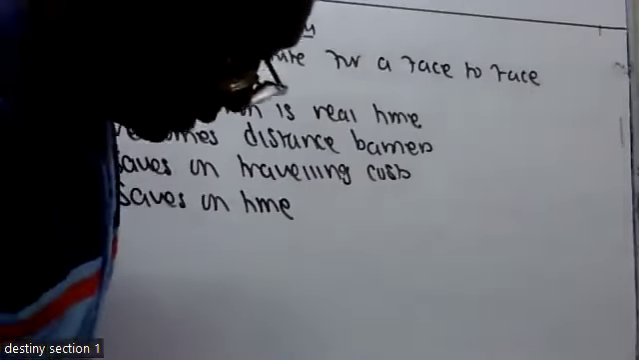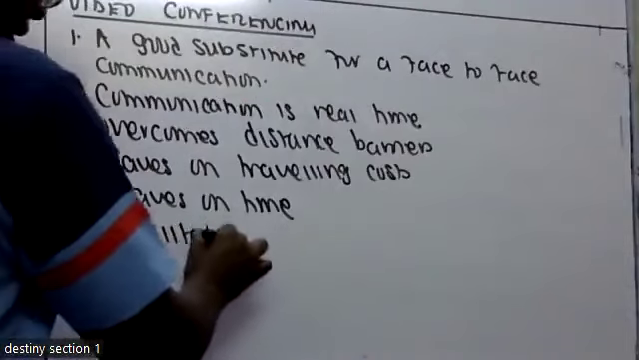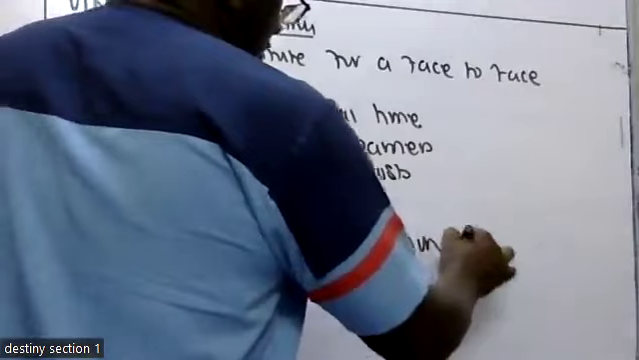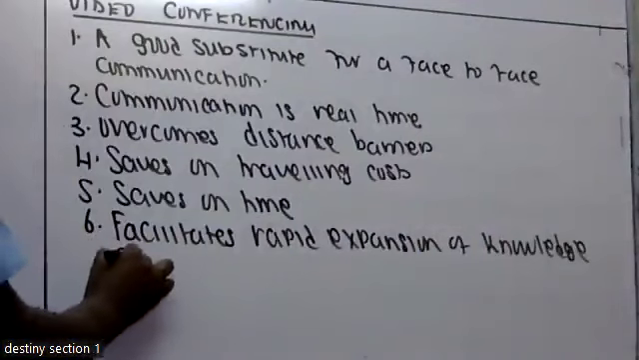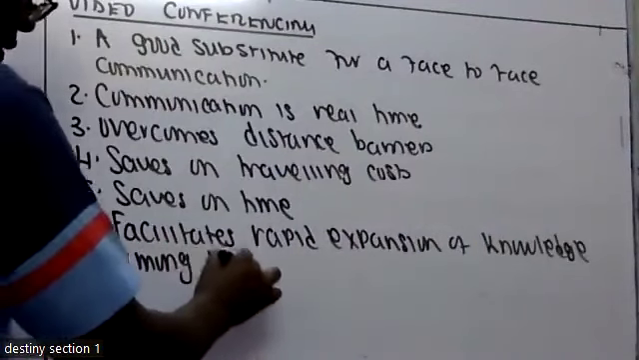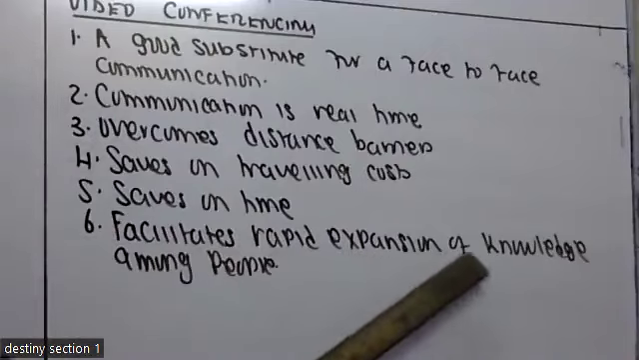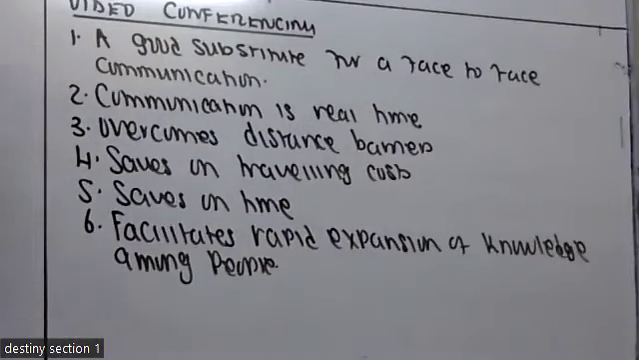Number six is that it facilitates rapid expansion of knowledge among people. What that means is that we are in a position to exchange information from one location to the other, and people learn. There is expansion of knowledge. And when you become more knowledgeable, then your life should be much better than it has been.